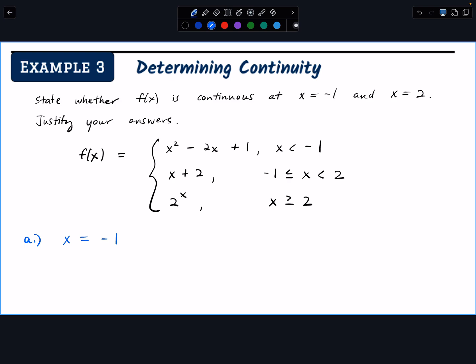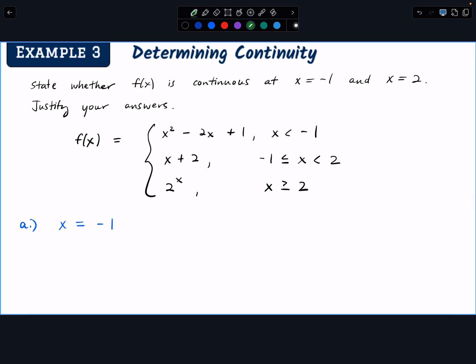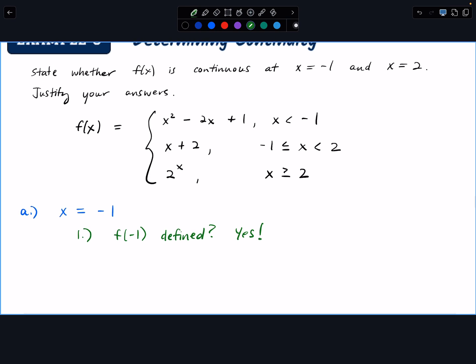Okay, so this is how I want you guys to write it. Step 1. Is f of -1 defined, question mark? Yes. And if it is, the last step is you have to show the limit is equal to the function value. So right now, while we're here, let's go ahead and plug it in. f of -1 is equal to just -1 plus 2, and that's just 1.